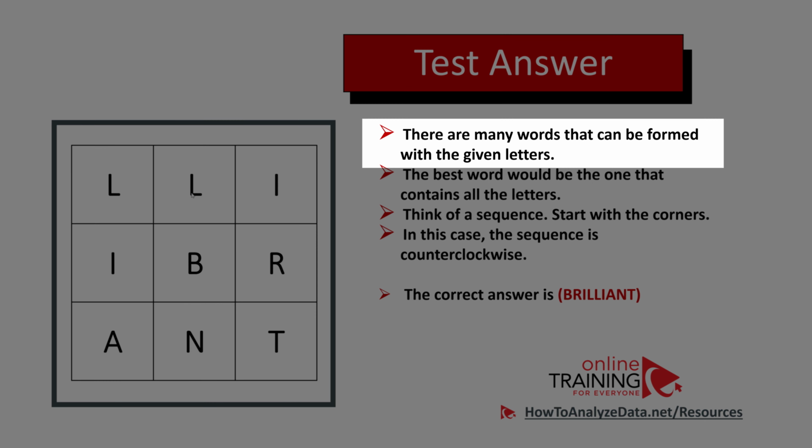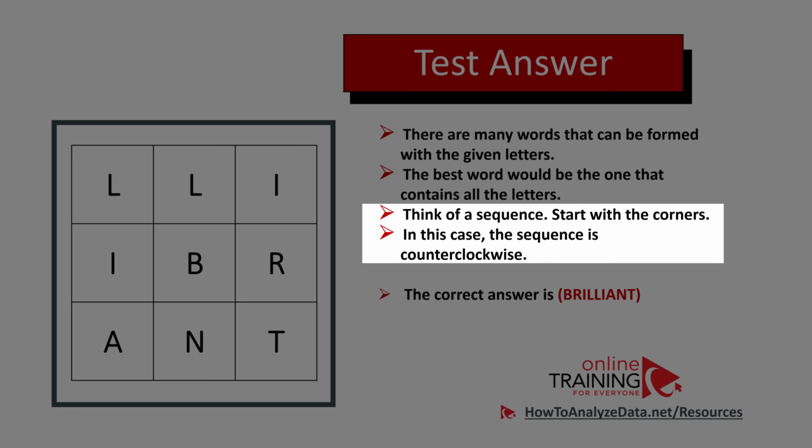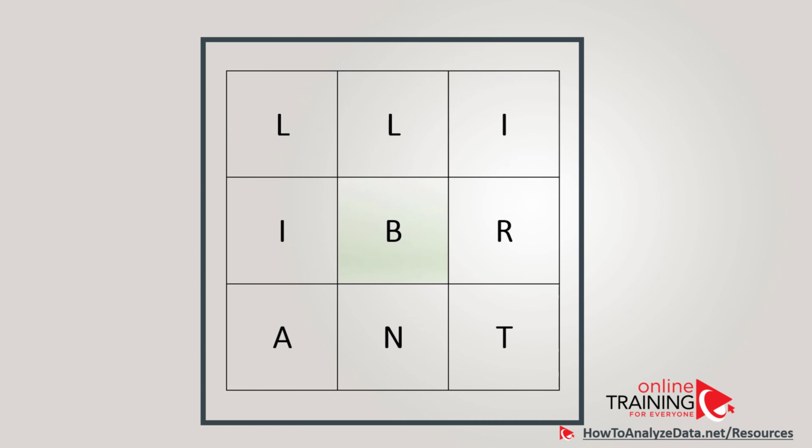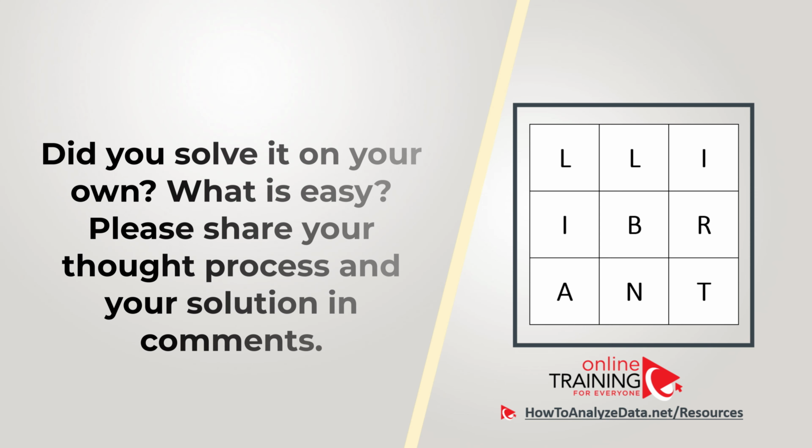Obviously, there are many words that can be formed with the letters in these 9 boxes. But the best word that we can form contains all the letters and contains no duplicates. If we think of the sequence and start in the middle and then go around counterclockwise, we see that we can form a word brilliant, B-R-I-L-L-I-A-N-T. So the correct answer is brilliant. Hopefully you've nailed this question and got to the correct answer on your own.